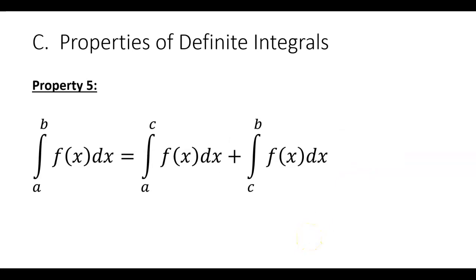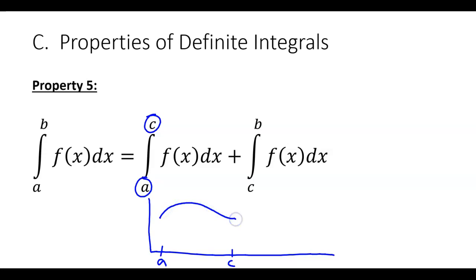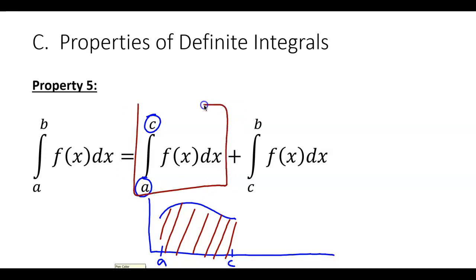So let's take a look at property 5. Now this one's a little bit strange, but check this out here. I'm going to make this kind of long. I'm going to say we start here at A, right? And we're going to end at C. And then here's my function. We'll just say it looks like this. So the area under the curve from A to C is represented by this integral.